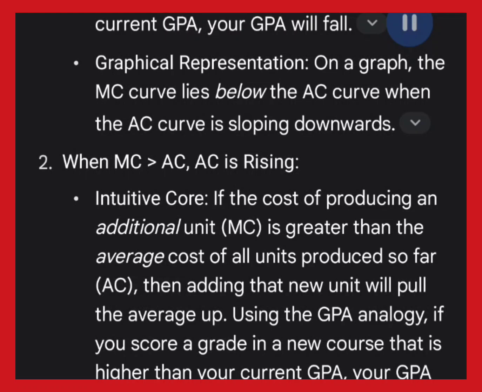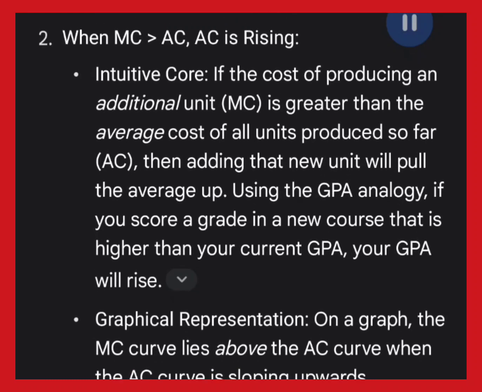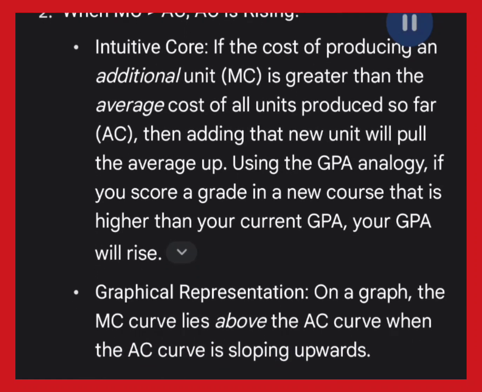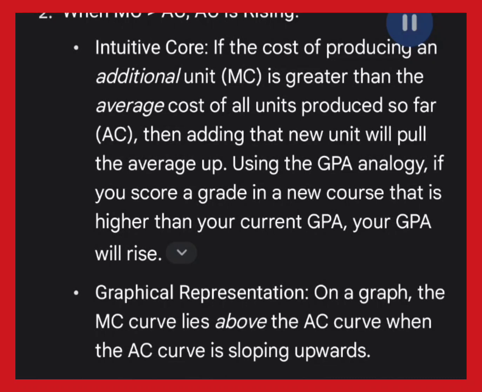2. When MC is greater than AC, AC is rising. Intuitive core: if the cost of producing an additional unit, MC, is greater than the average cost of all units produced so far, AC, then adding that new unit will pull the average up. Using the GPA analogy, if you score a grade in a new course that is higher than your current GPA, your GPA will rise. Graphical representation: on a graph, the MC curve lies above the AC curve when the AC curve is sloping upwards.